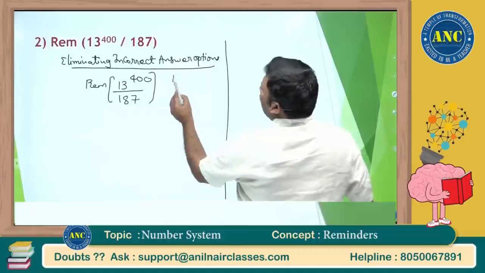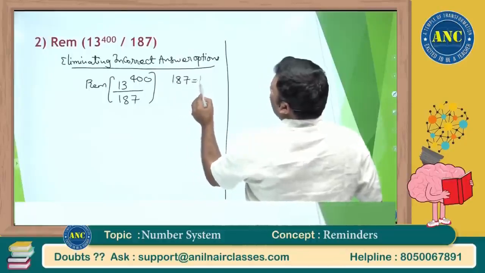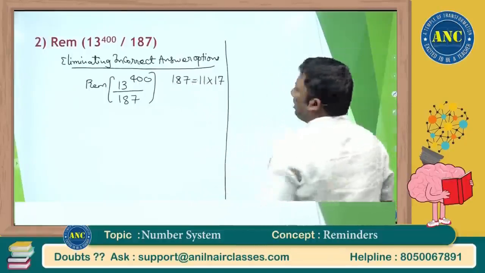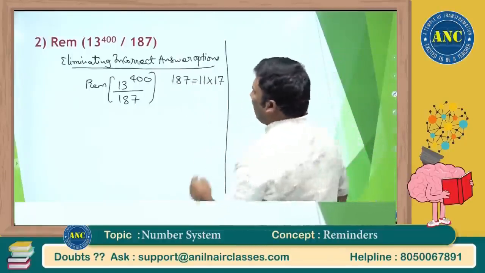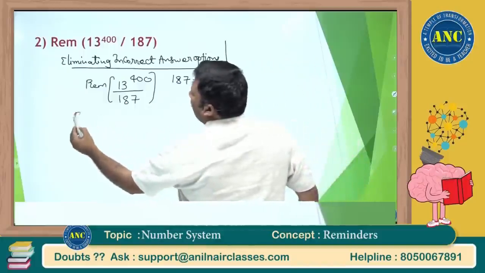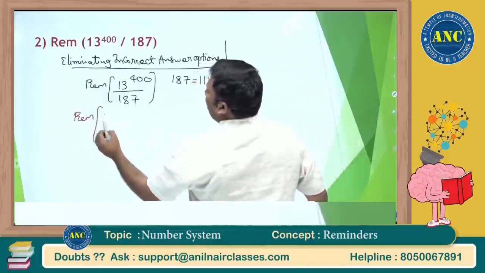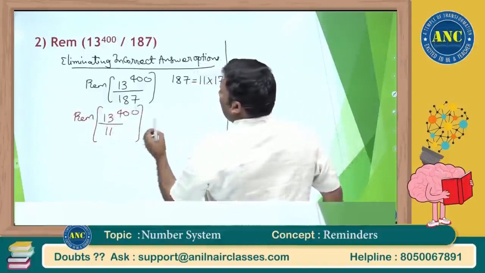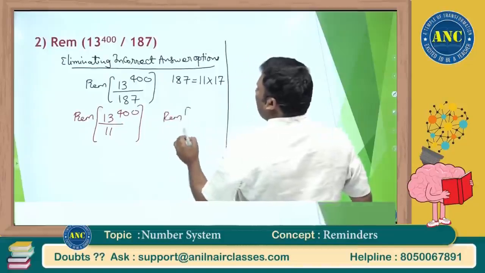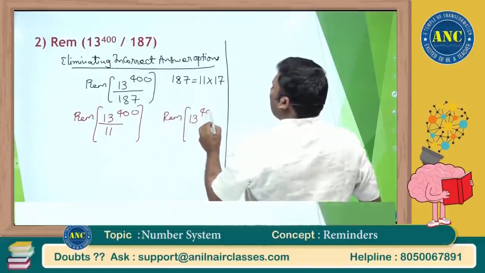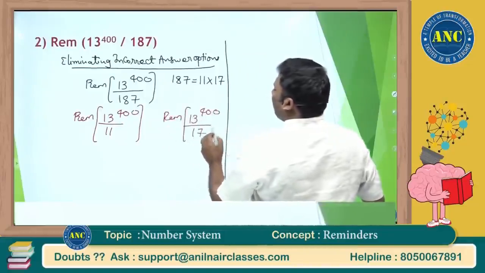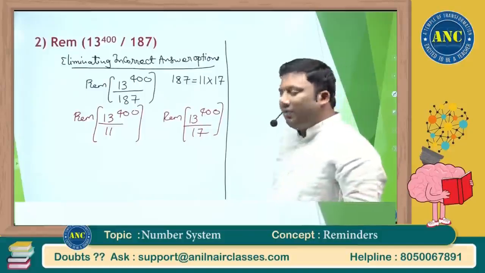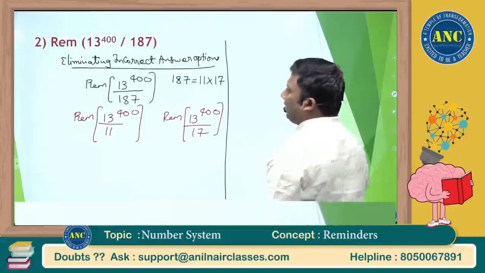187 is a composite number, so it is 11 into 17. So first do it with 11: 13 power 400 divided by 11. Then do it with 17: 13 power 400 divided by 17.